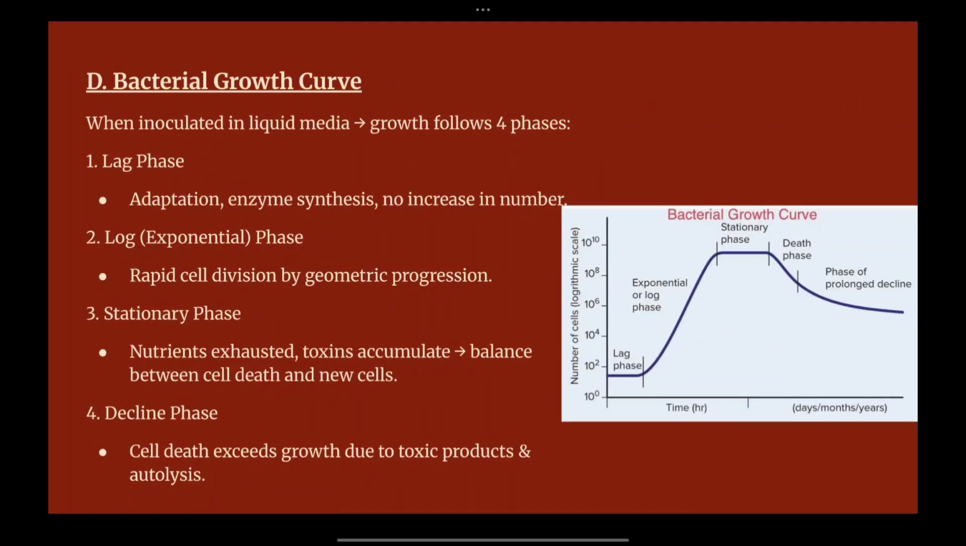Now the bacterial growth curve is another factor that helps to determine bacterial growth.